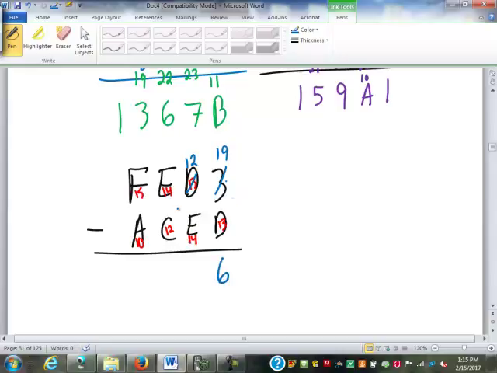12 minus 14, we've got to borrow. So this will become 13. This is going to become 28. We had to add 16 to it. Minus 14 is 14, which is E. 13 minus 12 is 1. And 15 minus 10 is 5. 5, 1, E6.